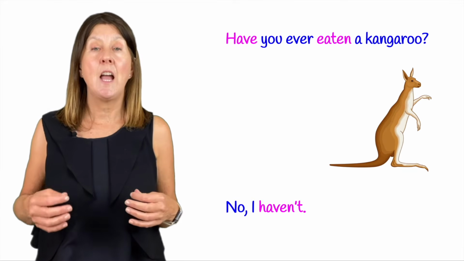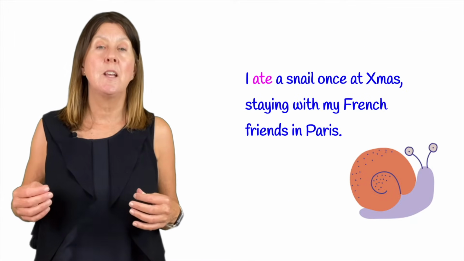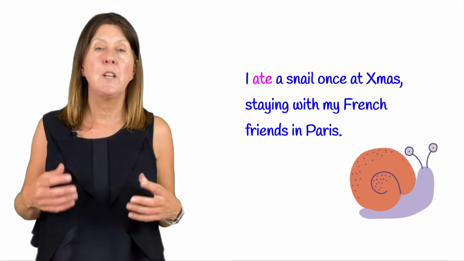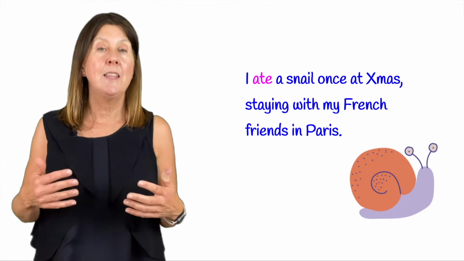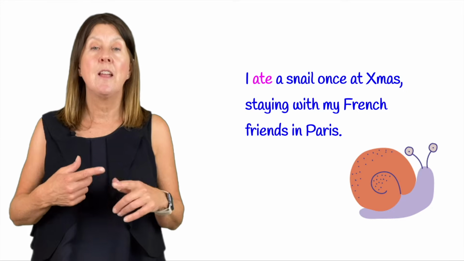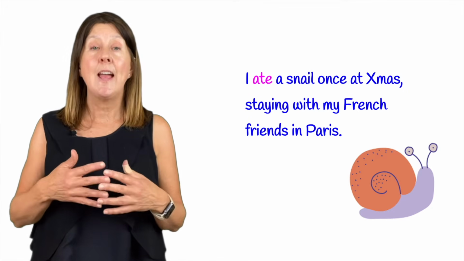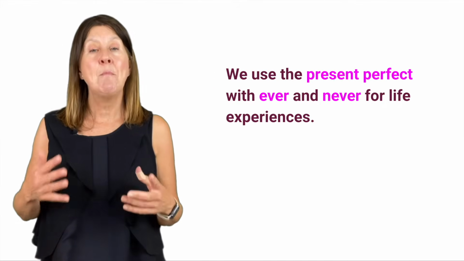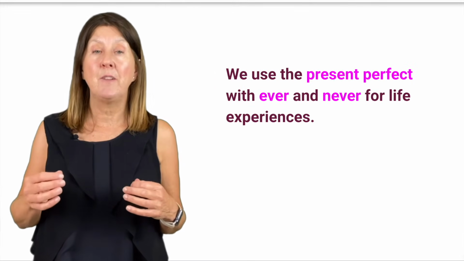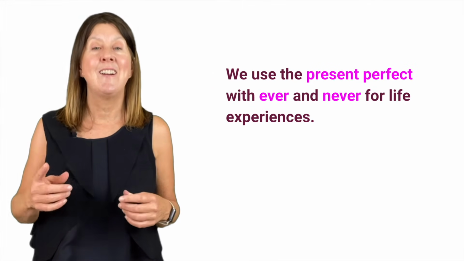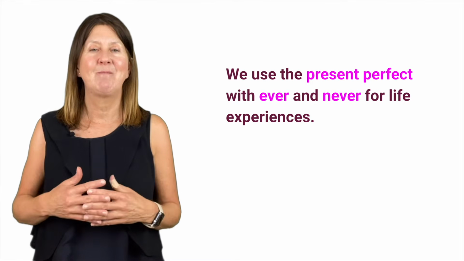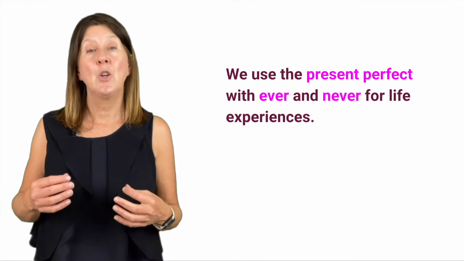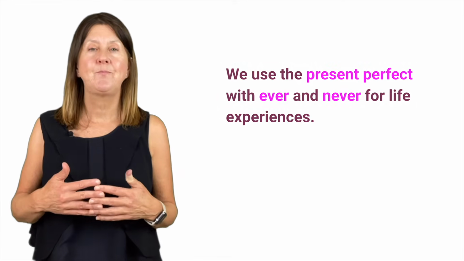But if you say, I ate a snail once at Christmas, staying with my French friends in Paris, here this is referring to a finished action. The action is in the past and finished, so you use the past simple. So remember, we use the present perfect with ever and never for life experiences. Let's look at 2 more sentences.